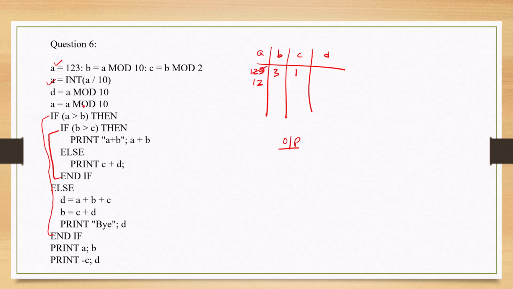This line is also done. D equal to A mod 10. Now the value of A has changed to 12. So 12 mod 10 will be 2. The value of D will be 2. This line is also done. A equal to A mod 10. 12 mod 10 will be 2. So A will change to 2.